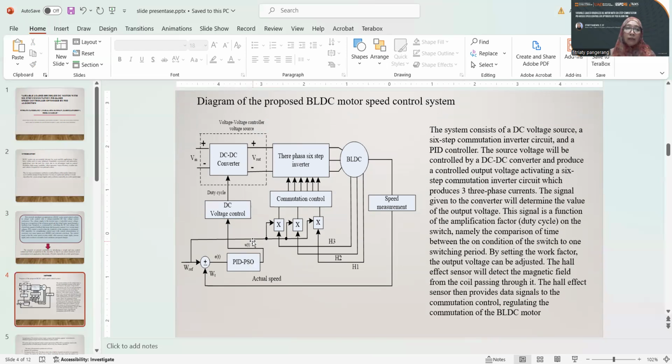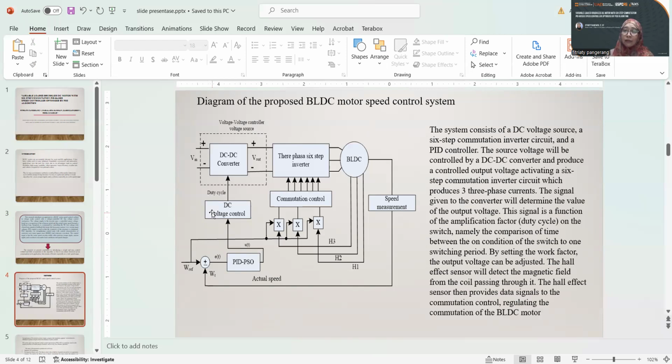This diagram shows the proposed BLDC motor speed control system. The system consists of a DC voltage source, a 6-step commutation inverter circuit, and a PID controller. The source voltage is controlled by a DC-DC converter, which produces a controlled output voltage for the 6-step commutation inverter circuit, which produces 3-phase currents.